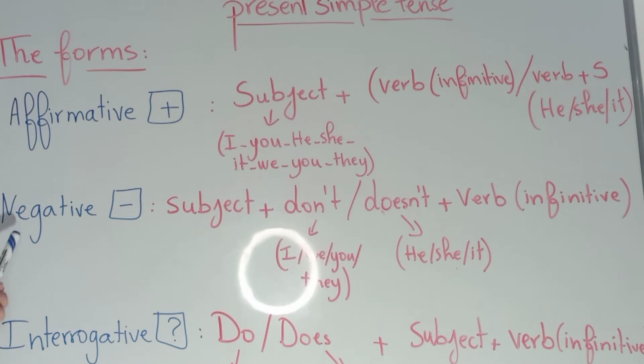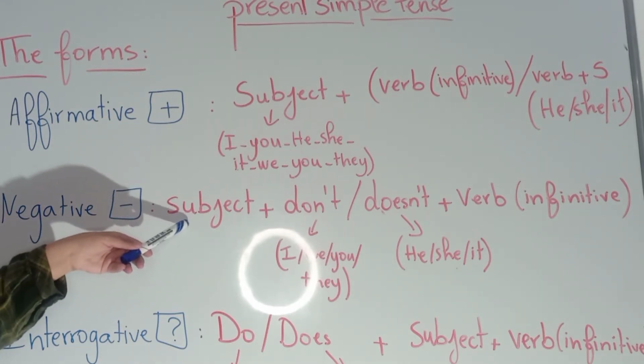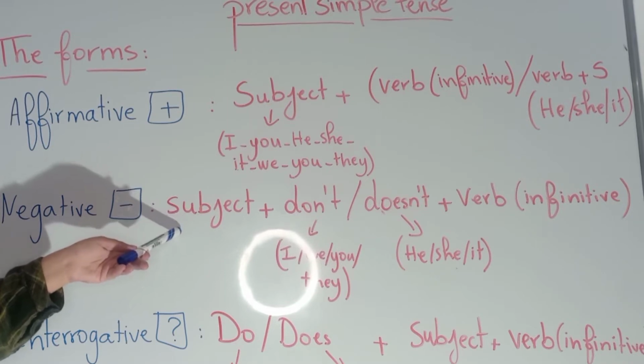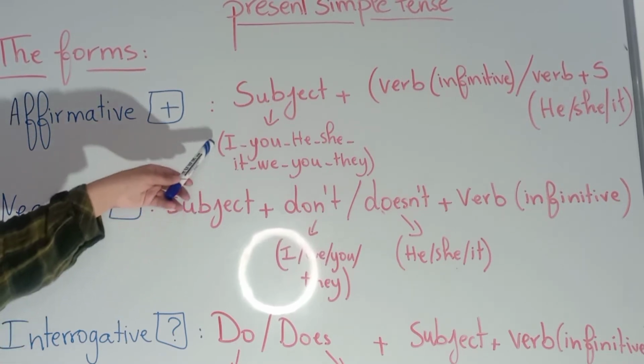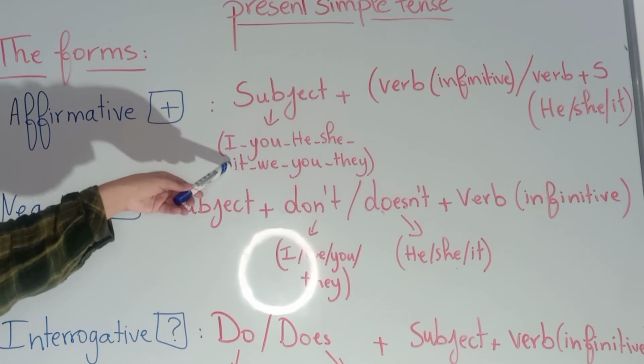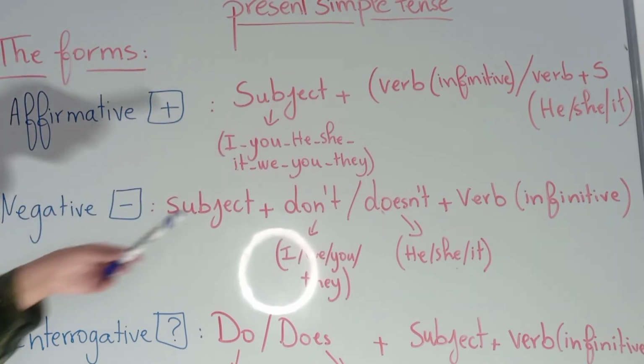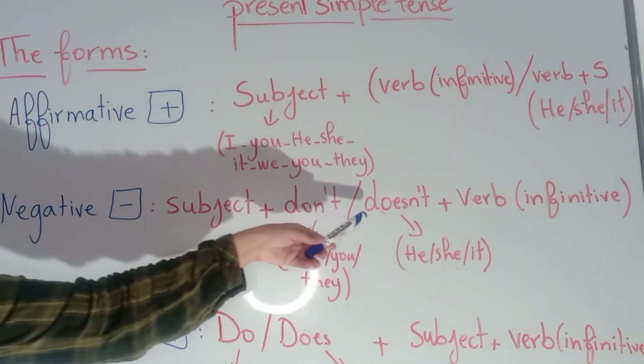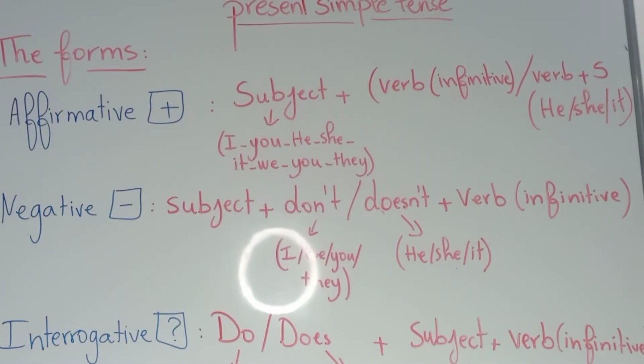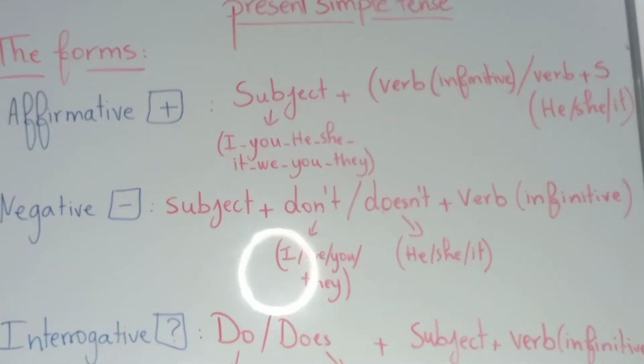Okay, now let's move on to the negative form. We always start the sentence with a subject. I didn't write them because we already have them here. Plus don't or doesn't. So what is the difference, or when do we use don't, and when do we use doesn't?